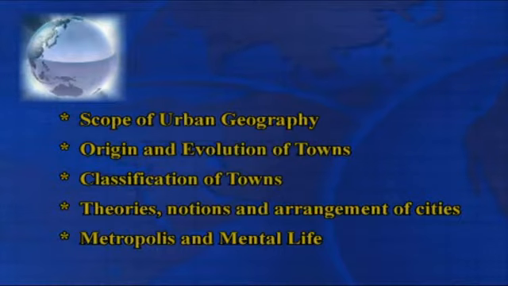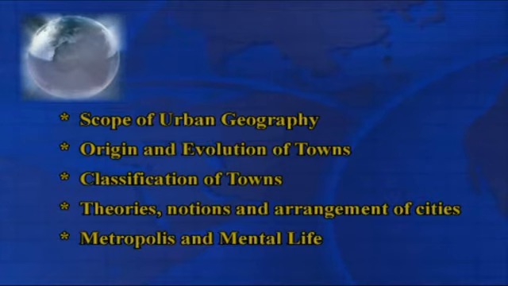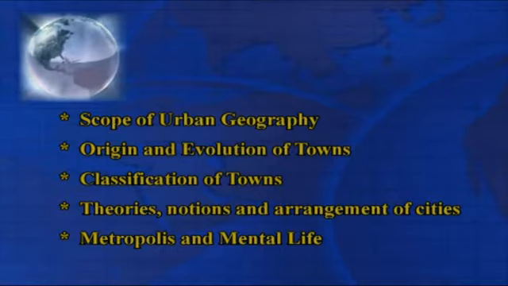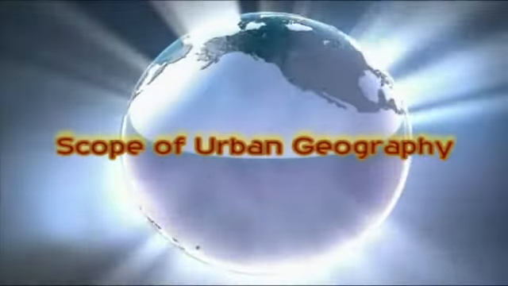The subject of urban geography includes various aspects under the following units: scope of urban geography, origin and evolution of towns, classification of towns, theories, notions and arrangement of cities, metropolis and the mental life. In this episode, we are going to see all these 5 aspects together. Let us see the first one, the scope of urban geography.